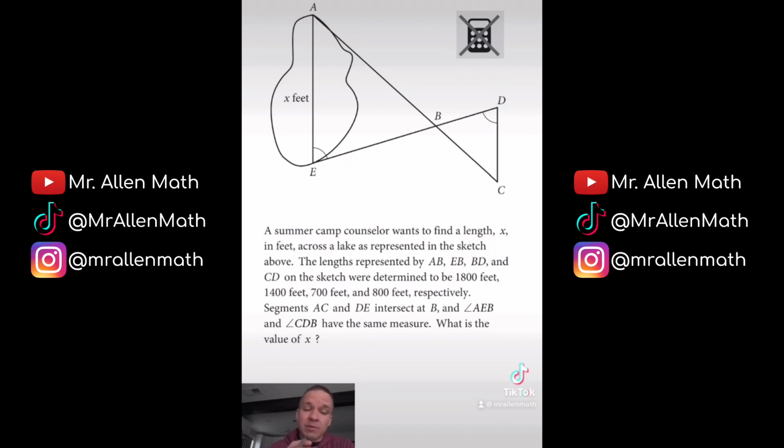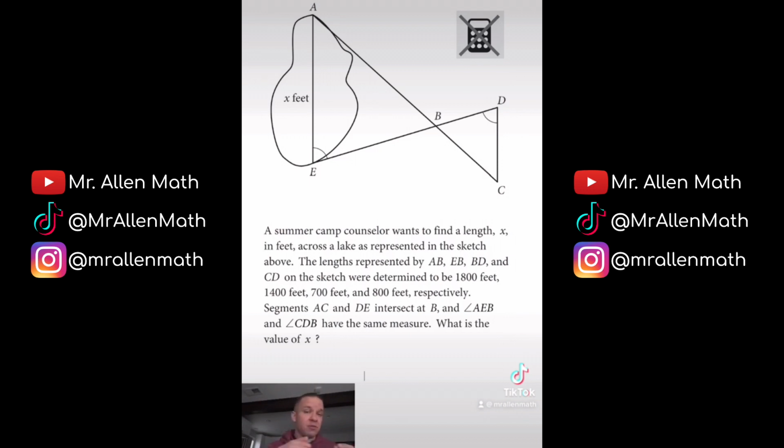above. The lengths represented by AB, EB, BD, and CD on the sketch were determined to be 1,800 feet, 1,400 feet, 700 feet, and 800 feet respectively. That means in that order. Segments AC and DE intersect at B, and angle AEB and angle CDB have the same measure. What is the value of x?